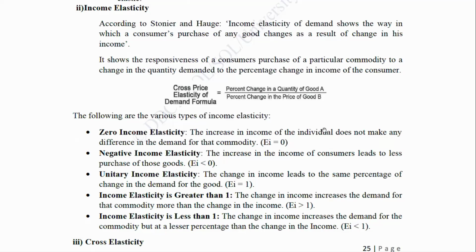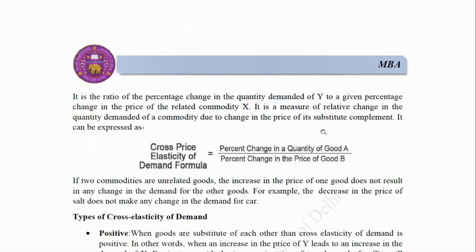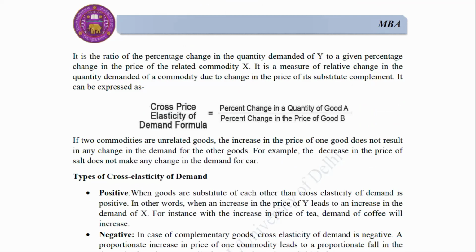Fourth, income elasticity is greater than 1. The change in income increases the demand for that commodity more than the change in the income. Fifth, income elasticity is less than 1. The change in income increases the demand for the commodity but at a lesser percentage than the change in the income. Third, cross elasticity. It is the ratio of the percentage change in the quantity demanded of Y to a given percentage change in the price of the related commodity X. It is a measure of relative change in the quantity demanded of a commodity due to change in the price of its substitute or complement.